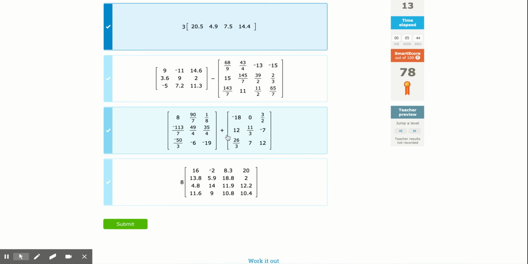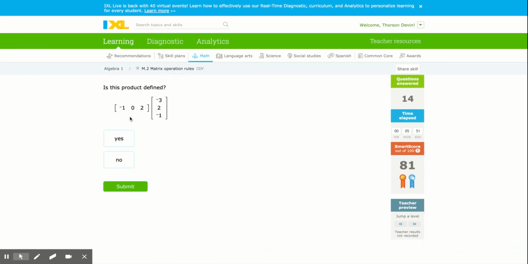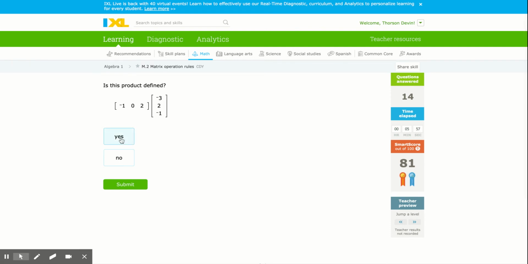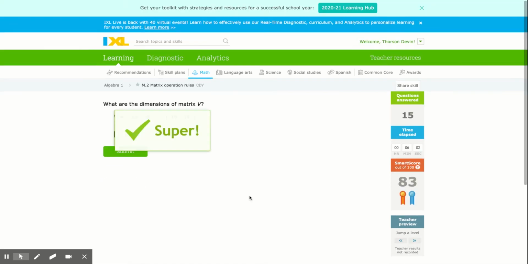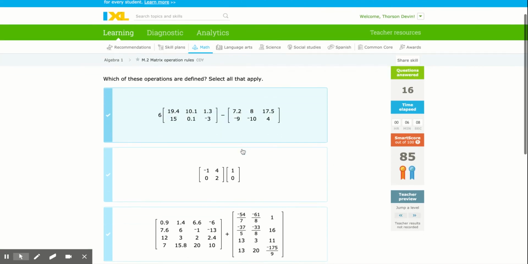3 by 3, 3 by 3, we can absolutely add those. We can always multiply by a scalar. Okay, is the number of columns, which is 3, the same as the number of rows, which is 3? Yes, it is. 3 columns, 3 rows, it does work. We can absolutely minus a 1 by 2 to a 1 by 2.